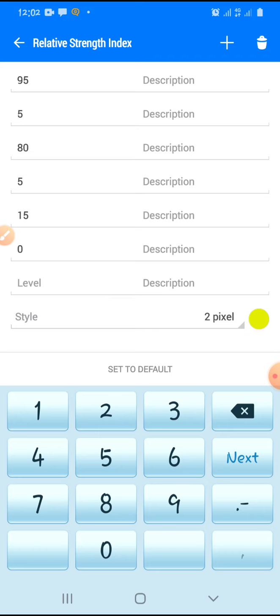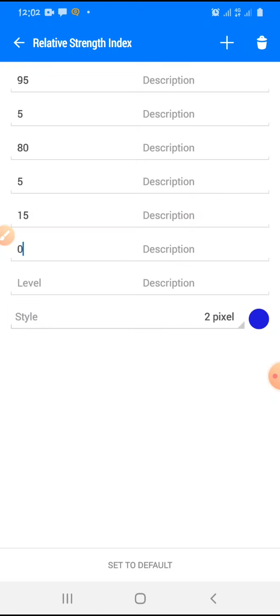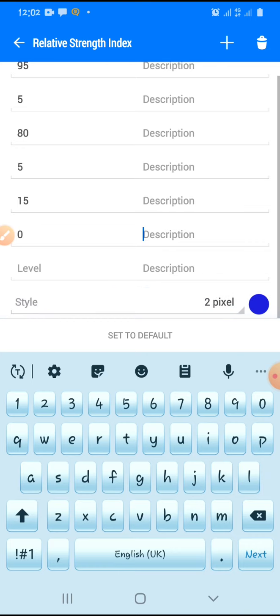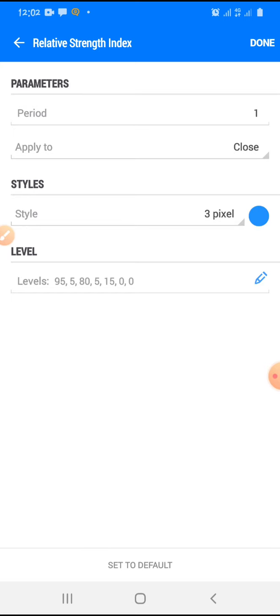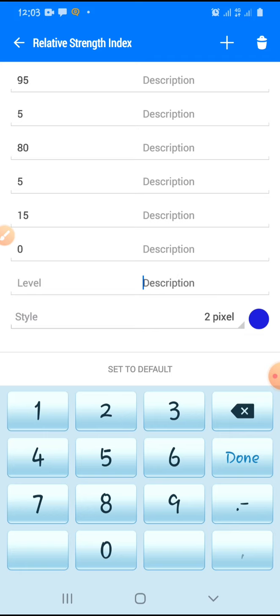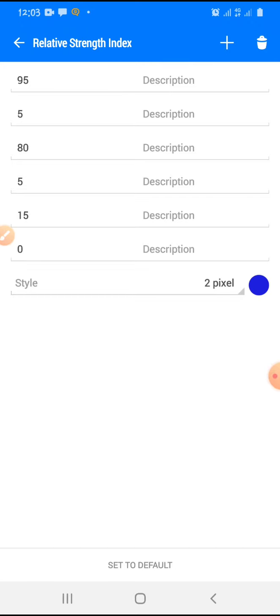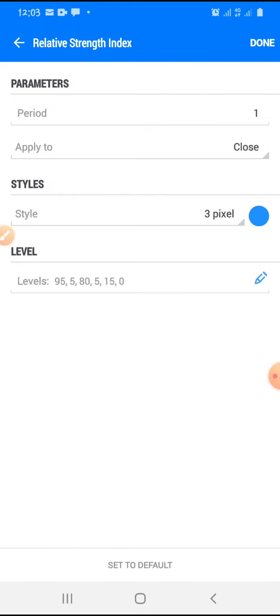After then, let's make this one to be blue. We have to click that we are done. Here is 95, 5, 80, 5, 15, 0. Let's delete 1. This is the other 0. We need to eliminate it. So after then, we will click that we are done.